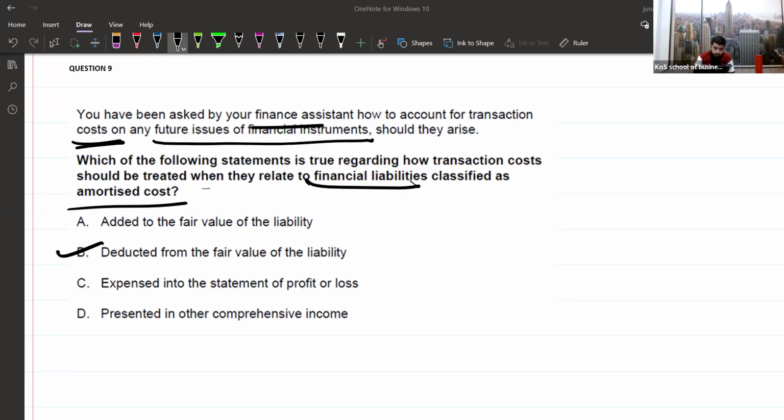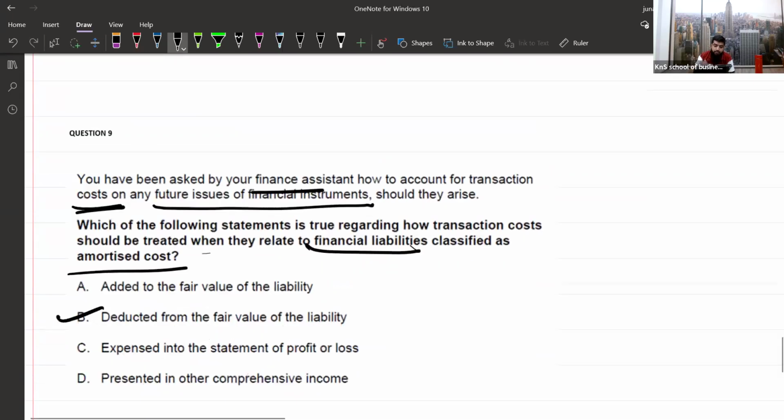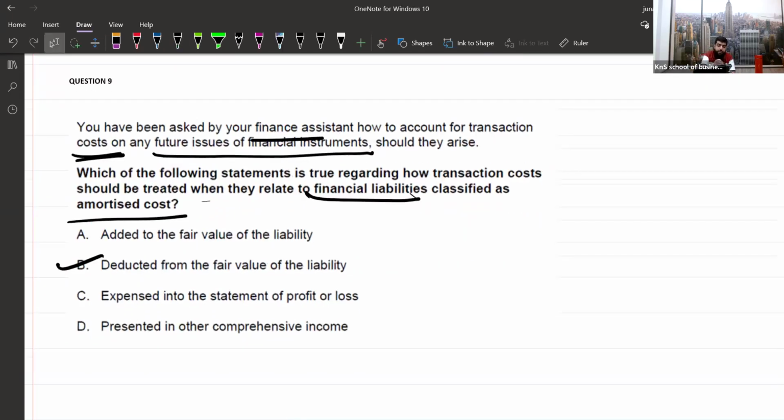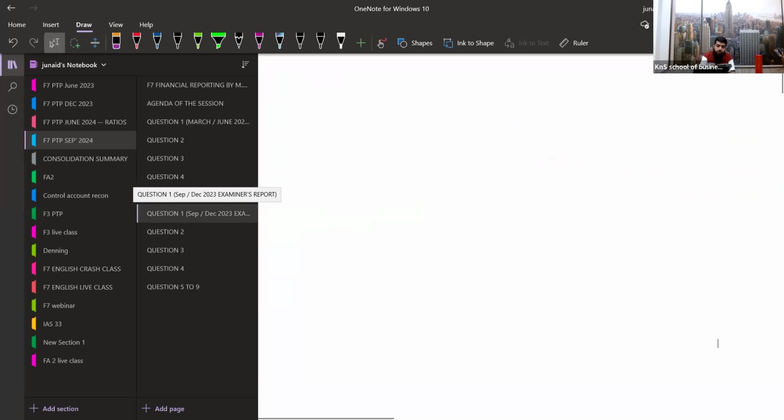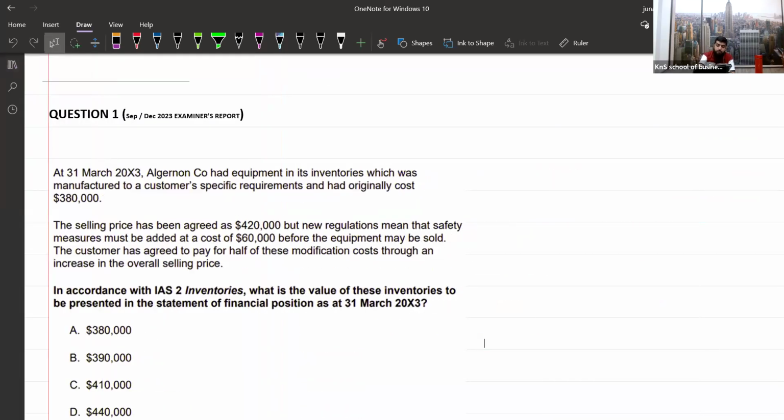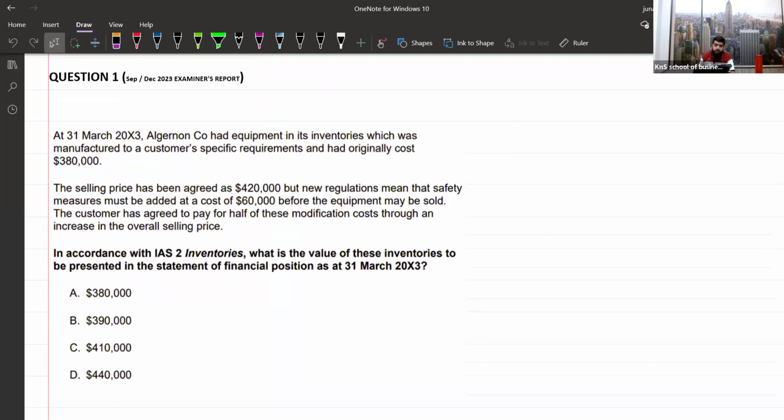Yes, very good. So this was the examiner reports question related to March, June 2024. That is a recent attempt. And now we are proceeding towards the September, December 2023 examiner reports question. Here's the question, and this question is with IAS 2, that is inventories.